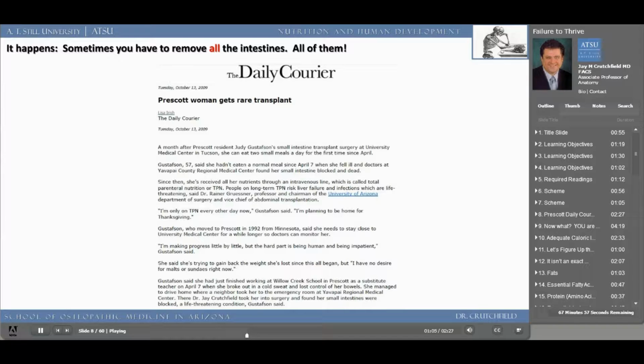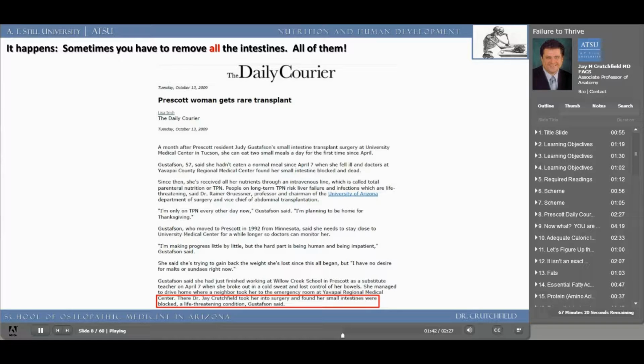Here's an example of why we are the best at nutrition. Back in October of 2009, a couple of years ago, I was called to evaluate a patient in the emergency room who was working that day as a substitute teacher at one of the local junior high schools. Judy Gustafson presented to the hospital and had a small bowel volvulus. I don't know why this happened. She'd never had surgery before, but her intestines had completely infarcted and I had to remove all of her small intestine.